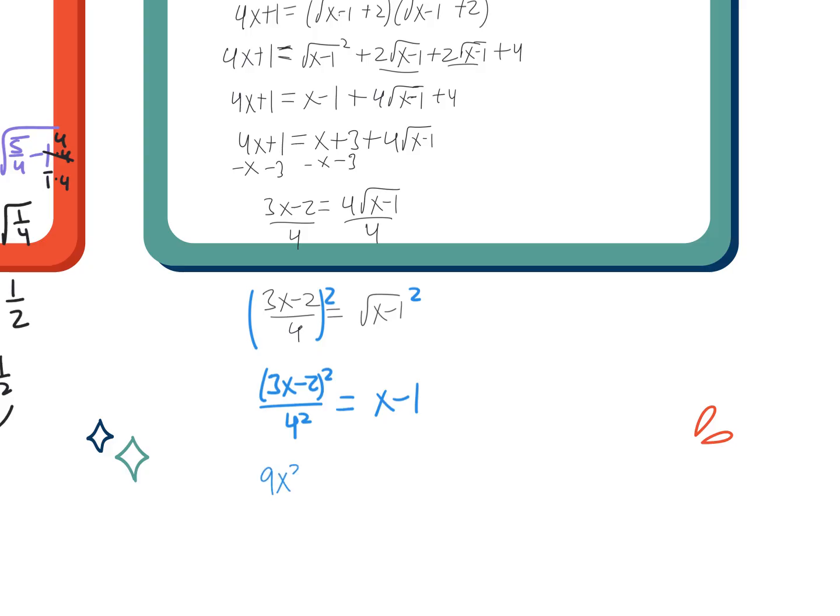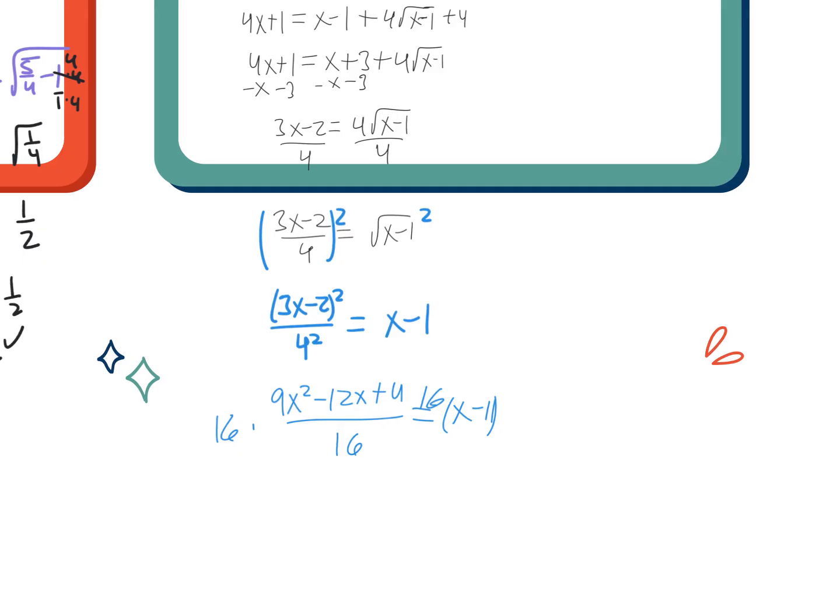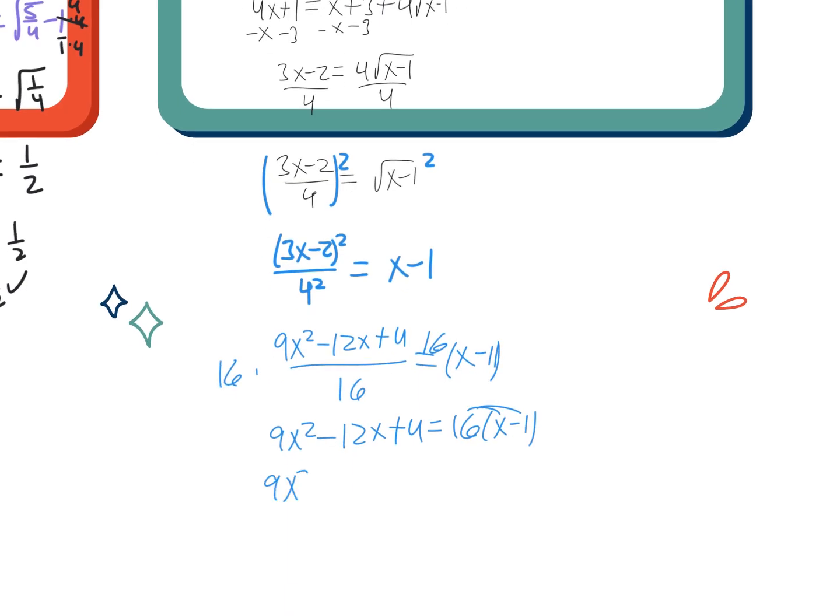This is going to get us 9x squared minus 12x plus 4 over 4 squared, which is 16, equals x minus 1. And then once again, just like before, I can multiply both sides by 16. And so we end up with 9x squared minus 12x plus 4 equals 16 times x minus 1. And so I can distribute that 16, and I end up with 9x squared minus 12x plus 4 equals 16x minus 16. And then just like before, let's get everything to one side and set it equal to 0.